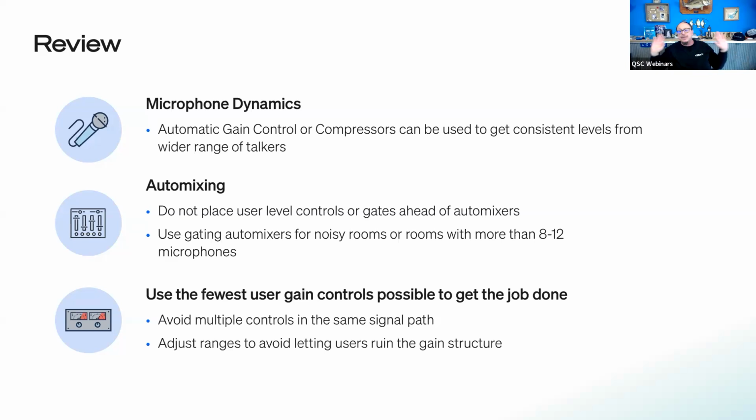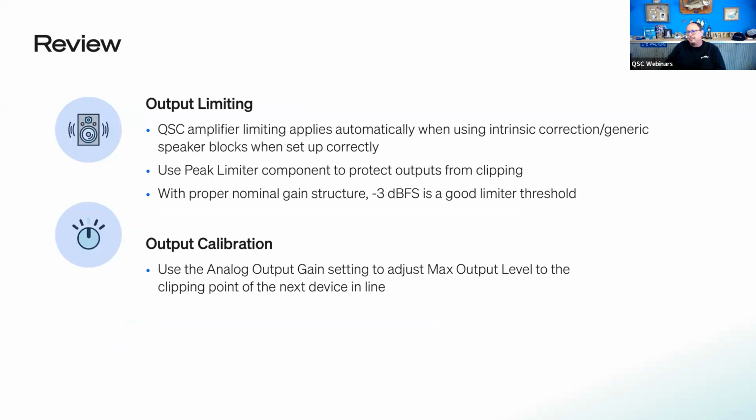Sometimes even in your own design, if you've got too many places to adjust gain, you'll forget that you made a bump over here and now you're wondering why it's manipulating incorrectly further downstream. So it's just good to have that. Use the fewest gain controls possible to get the job done. Avoid multiple gain controls. Avoid adjust ranges to keep the users from ruining the gain structure too.